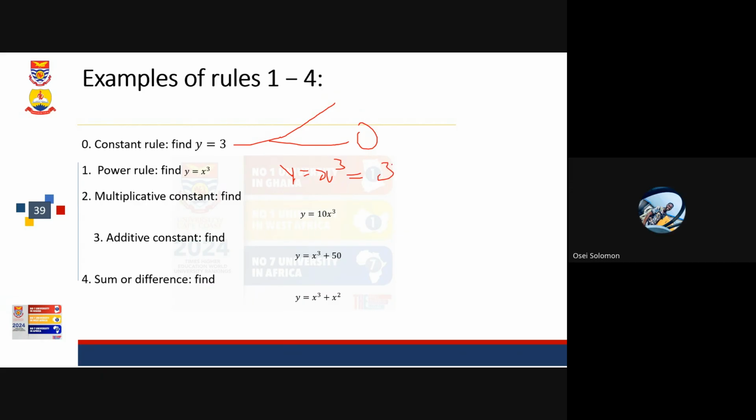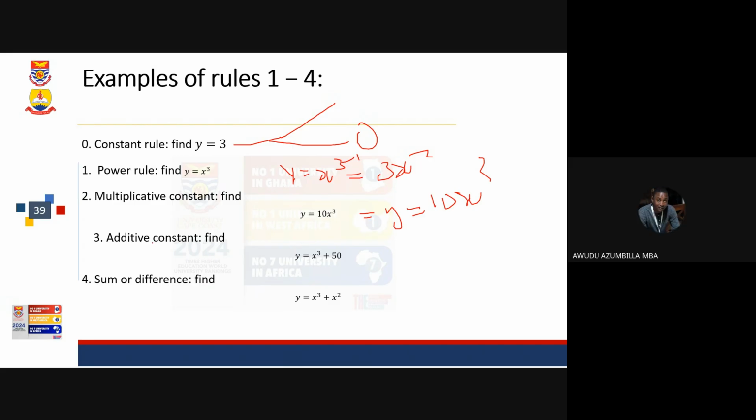3x squared. Yes, sir. 3x squared, because we are saying that we multiply the whole function by 3 and subtract 1 from 3. We are going to get 3x squared. What about this? This one is the same thing. It doesn't change anything. We have 10 to the power x. What do you get here? 30x squared. Exactly.